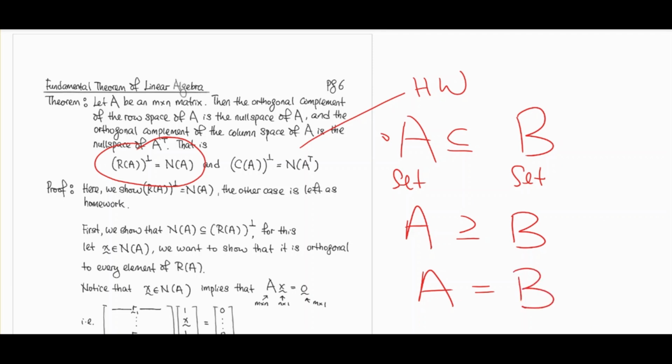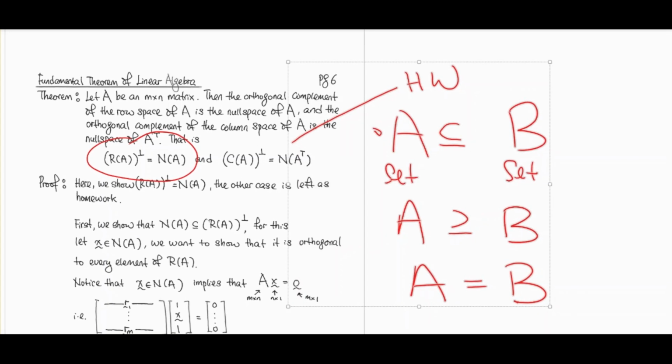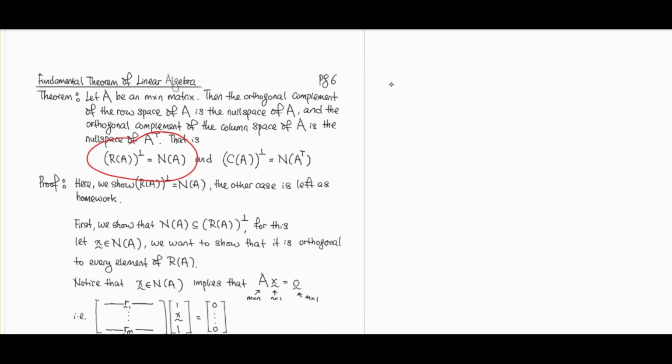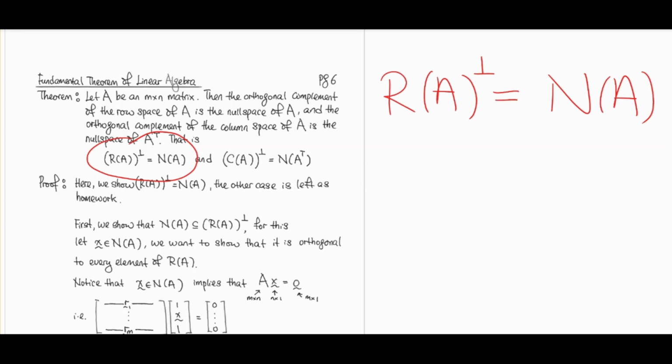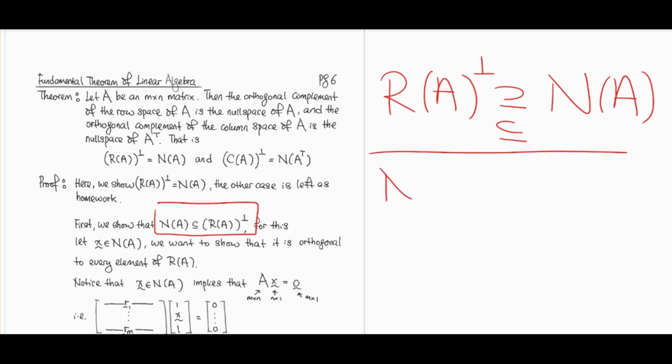So now let's look at these two sets that we have right here. We have the row space of A perp, and the null space of A, and we want to show that they are the same. So you will have to show two different inclusions. Number one, you have to show this, and number two, you have to show this. Let's do the slightly more difficult one, which is this direction right here. We are going to take an element in the null space of A and show that it is definitely going to be an element in the row space of A perp.